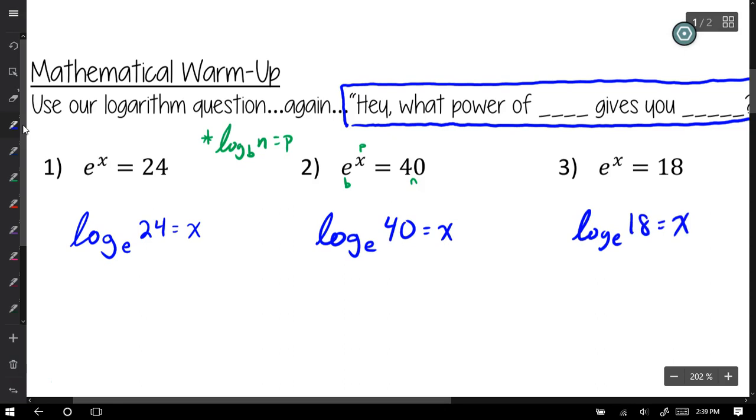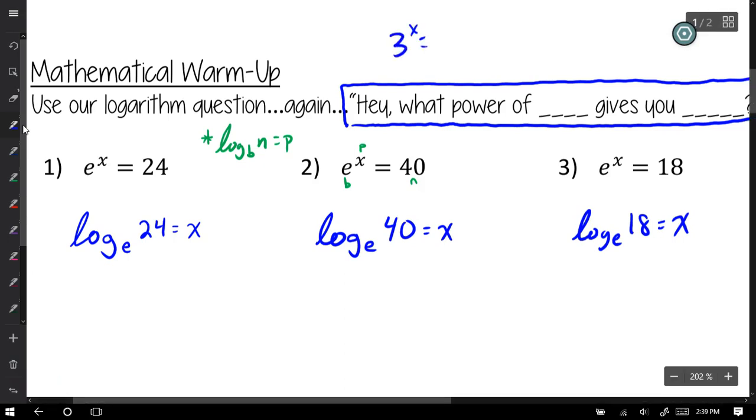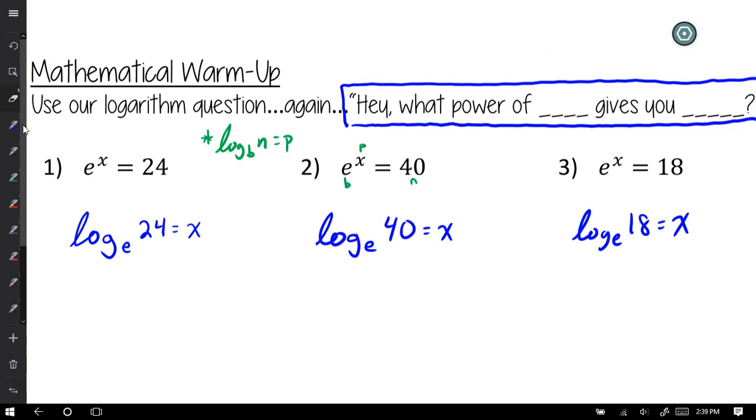I know it's E. I know it's a variable, and you think it's different, but it's no different than if I said 3 to the X equals 10. You would tell me, what power of 3 gives you 10? X. It's just rather than 3, I'm using E for it. It didn't change the question at all. Our question for logarithms is always constant. Hey, what power blank gives you blank? So this is no different than 8.2 and 8.3 and 8.4 for us.